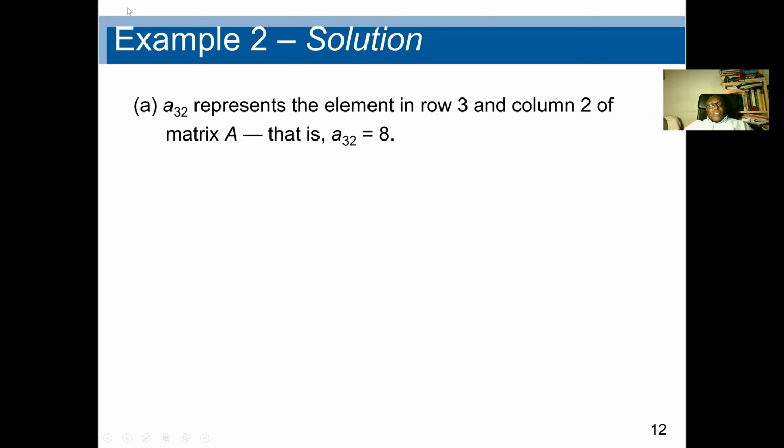A32 means the third row and the second column, and we have a value of 8.